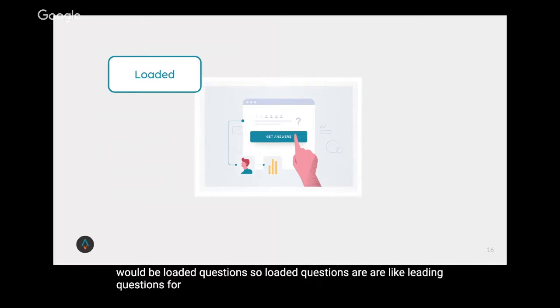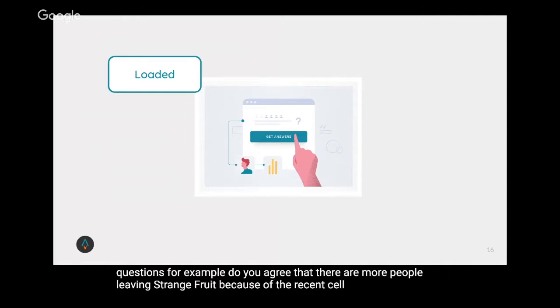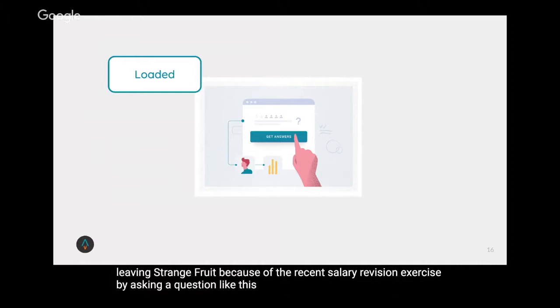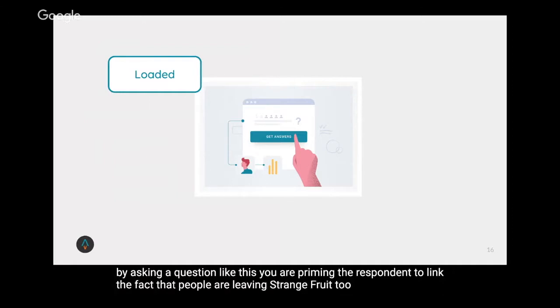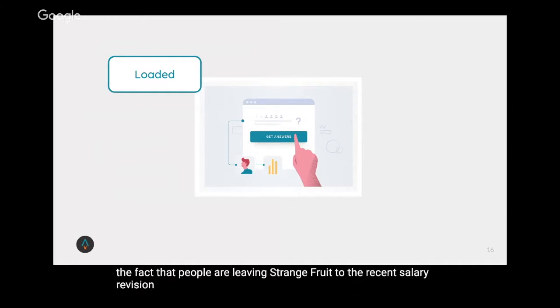For example, do you agree that there are more people leaving Strange Fruit because of the recent salary revision exercise? By asking a question like this, you are priming the respondent to link the fact that people are leaving Strange Fruit to the recent salary revision exercise. And it may not be a valid connection.